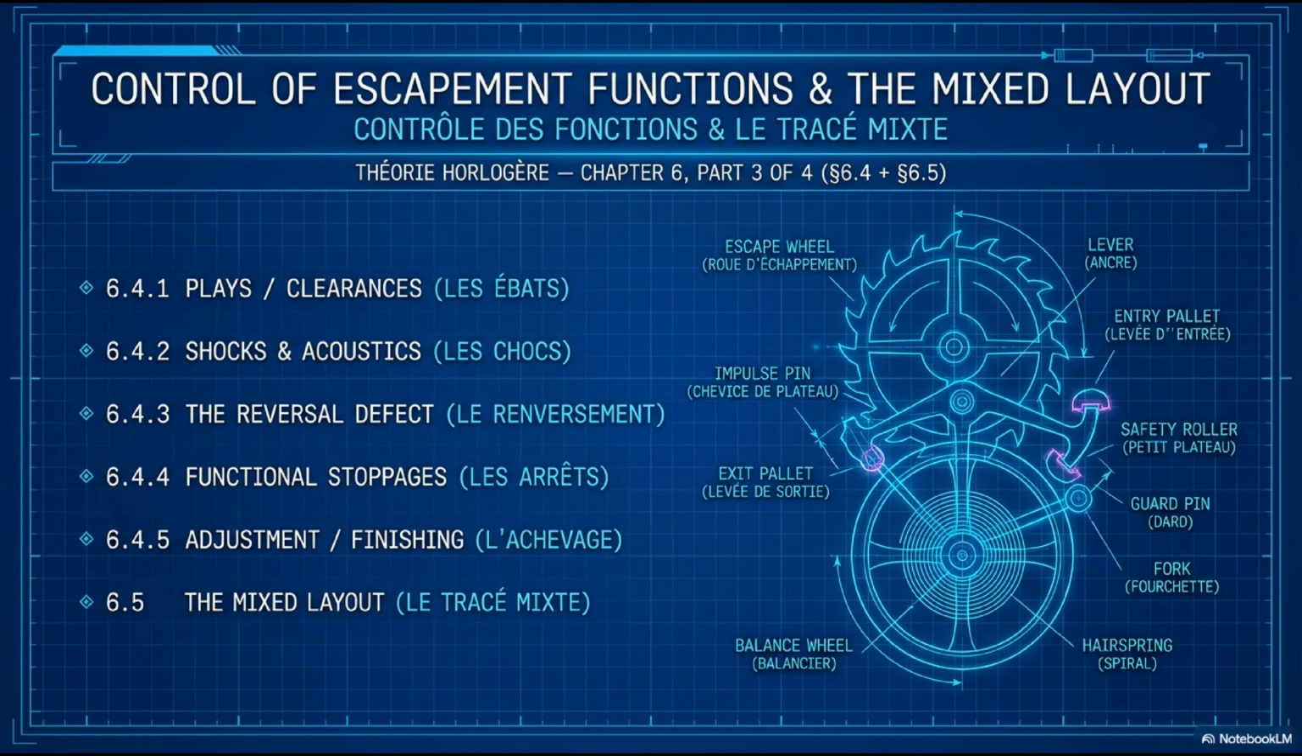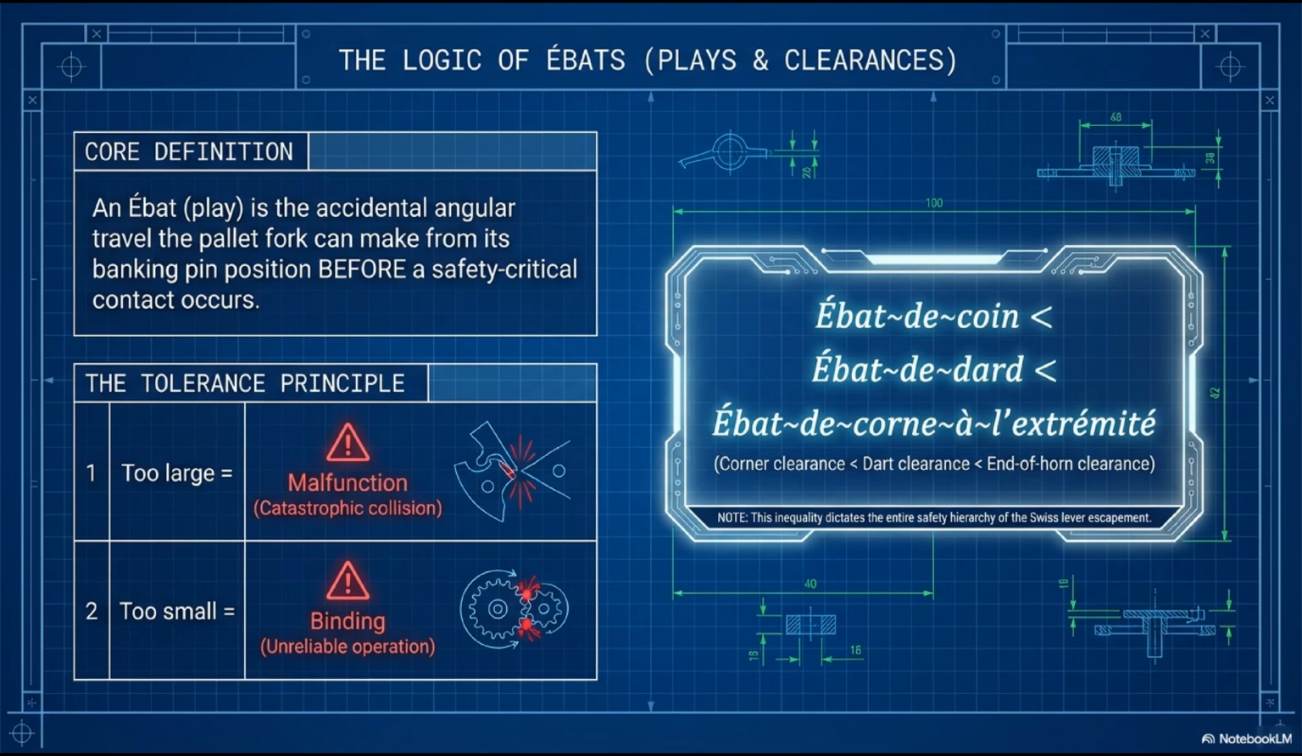Let's go. Section 6.4.1 introduces one of the most important practical concepts in escapement work, the abat, or play, and the master inequality that governs the 3 plays is on this slide in large font: abat de coin, less than abat de dard, less than abat de corne à l'extrémité. Corner clearance, less than dart clearance, less than end of horn clearance. This inequality must be satisfied at all times, and violating it in either direction produces immediate malfunction.